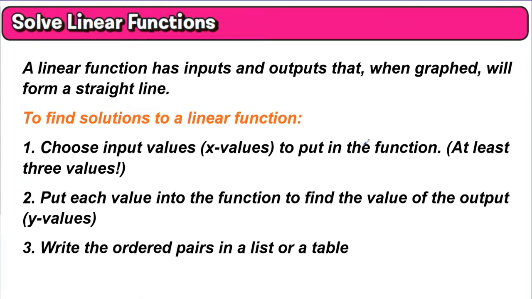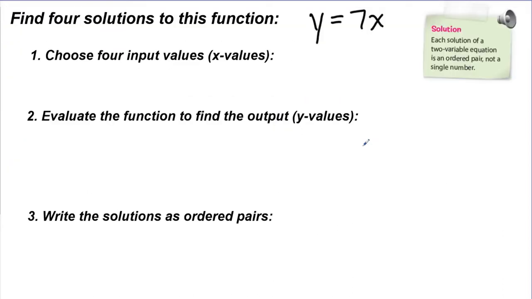So an important thing to note here is that solutions to a function are always 2 numbers. It's always an ordered pair. It's always an input and an output, unlike the solution to just equations from last chapter that just had 1 solution or 1 number. So here's an example.